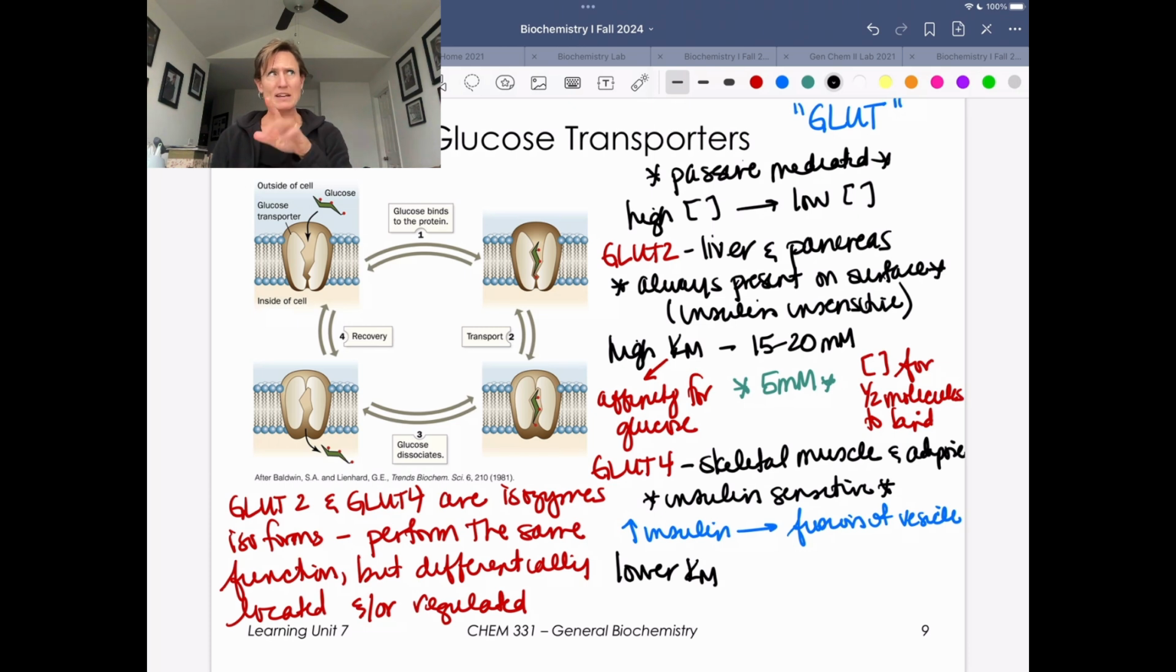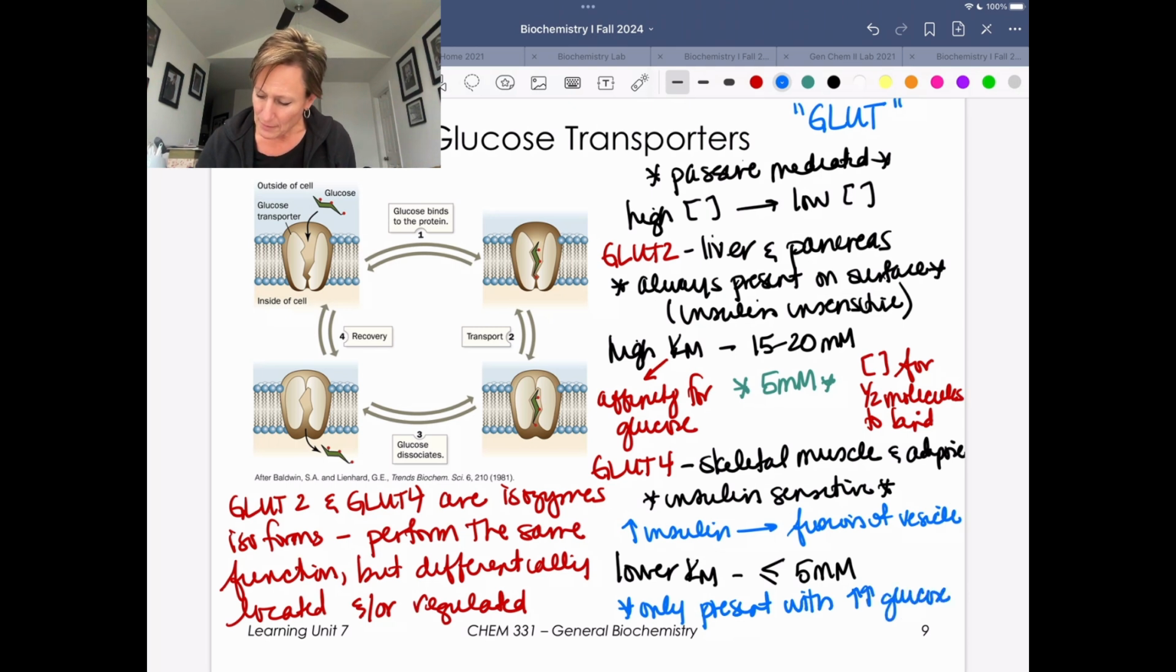Now, if you had to predict, you might say that we could have a lower Km value for these transporters because they're only going to be put out there when we have high blood sugar. They're not going to be present when there's low blood sugar. So we don't have to worry about these facilitating hypoglycemia. So in this case, we do see that they have a very low Km value, less than or equal to 5 millimolar. Okay, and again, they are only going to be present when we have high glucose, but that's going to allow us to try to decrease the concentration of glucose. So again, only present with high levels of glucose.